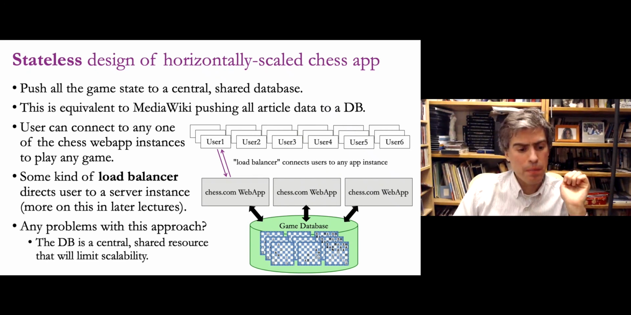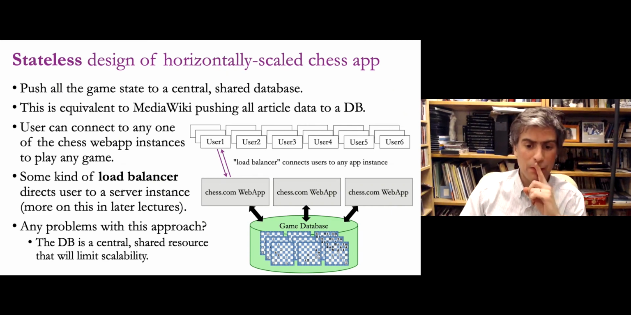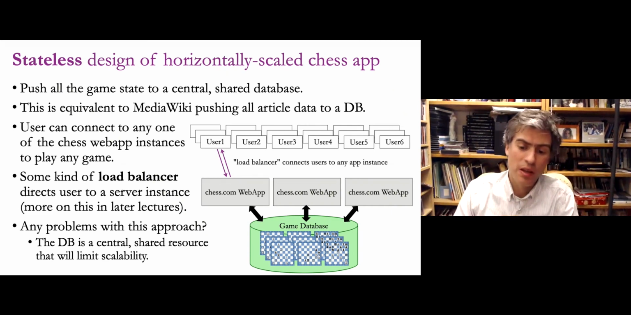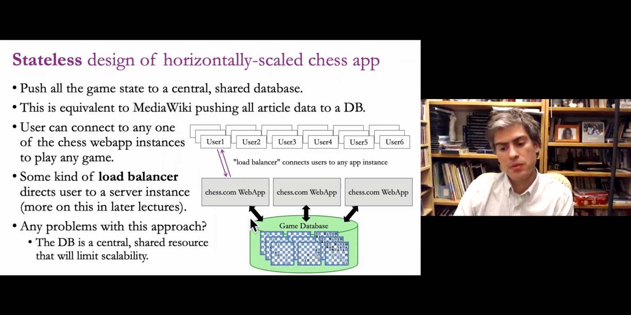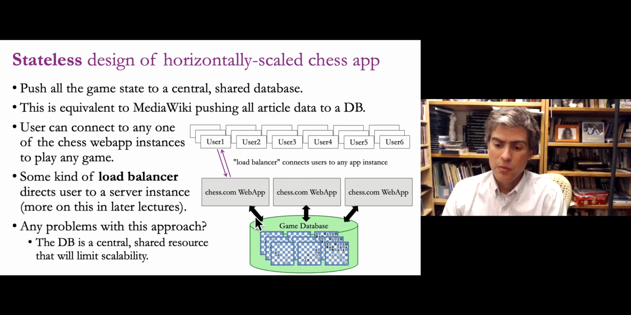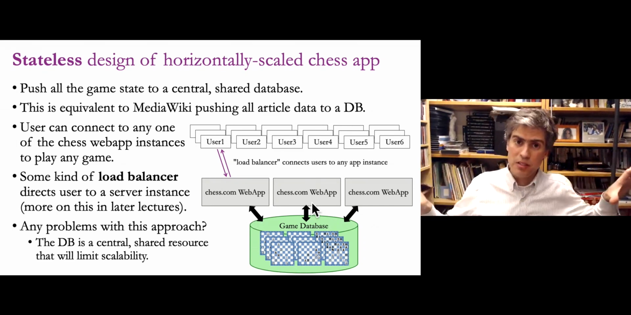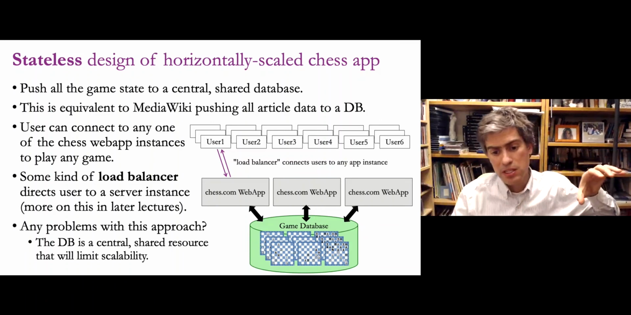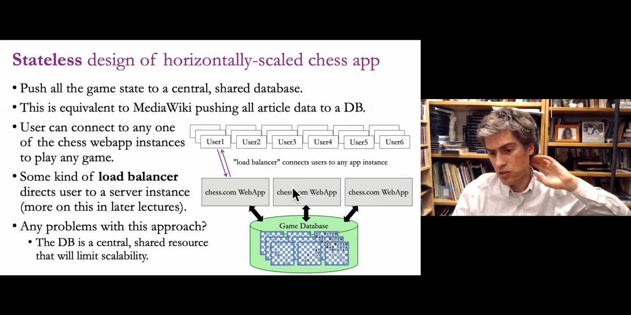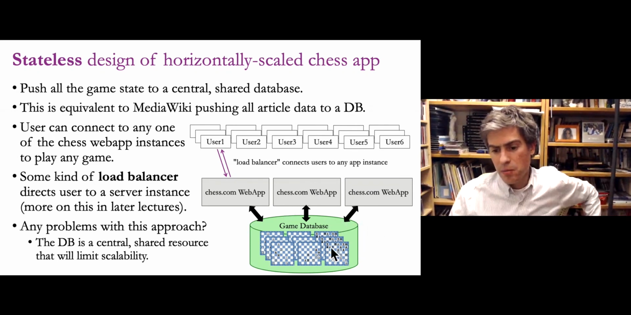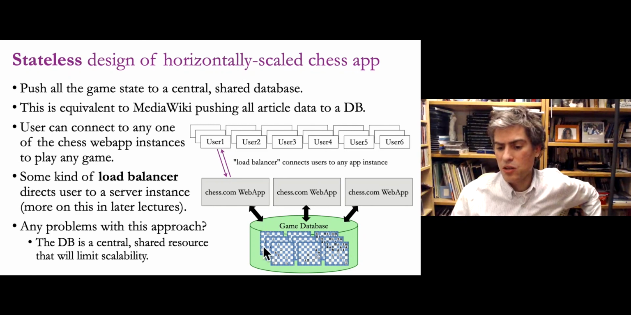Well, I see one big problem, which is something we're going to talk about for many lectures. It is the fact that this database now is a central shared resource that will limit scalability. We designed our system to have a lot of parallelism, with many copies of our web application running in parallel to handle lots of users. But we're having them all talk to one machine on the back end to share the data. So this database is going to become overloaded very quickly if the system scales up and we're not careful about how we design it.